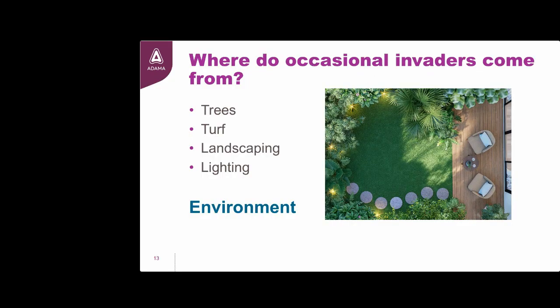And occasional invaders typically are going to come from the environment, right? So they are pests that are living outside, for many of them. I mean, you may bring some of these occasional invaders in with your packages or food deliveries, whatever. But a lot of times, several of these pests that we define as occasional invaders are just outside in the environment. So they're hanging out in trees, on landscaping, potentially in the grass. And then again, the lighting is a huge issue with many occasional invaders, because the lights outside attract a ton of pests. So you can get a lot of diversity from lighting.